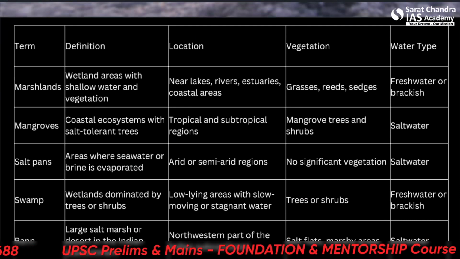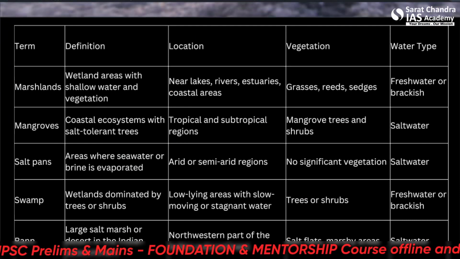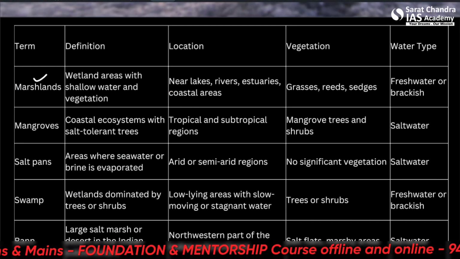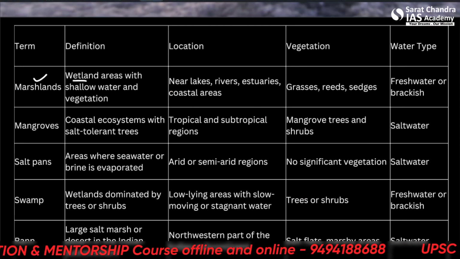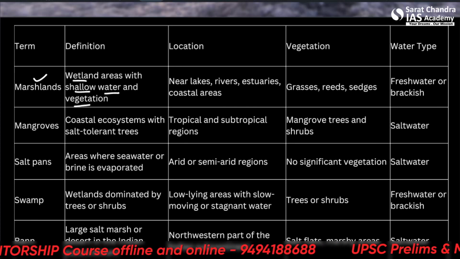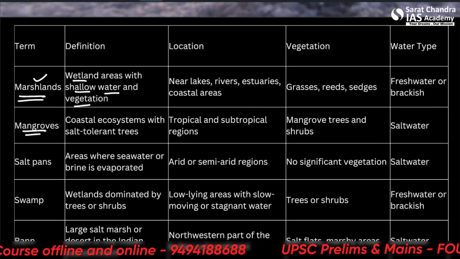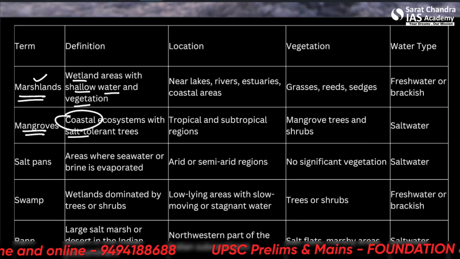All right, so let's talk about the differences. So marshland, I have already characterized all these. So we'll just focus on the important portion here. Wetland areas with shallow water and vegetation are known as marshlands. Mangroves are coastal ecosystems with salt-tolerant trees.